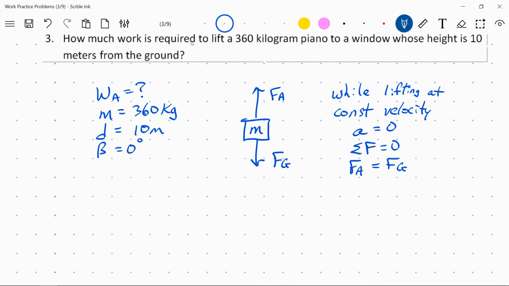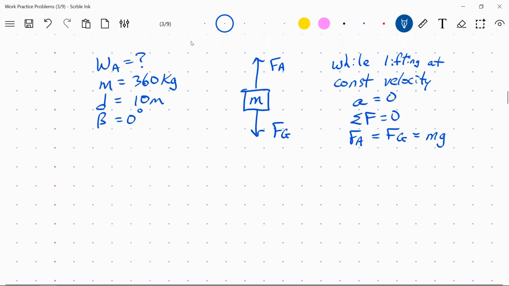Yeah, we're not trying to rocket launch this piano upwards. We're just lifting it along. Reading into the question, I'm imagining it's happening at a slow and, more importantly, constant velocity. That tells me that the applied force can be calculated in the same way that the gravitational force can be calculated as m times g.